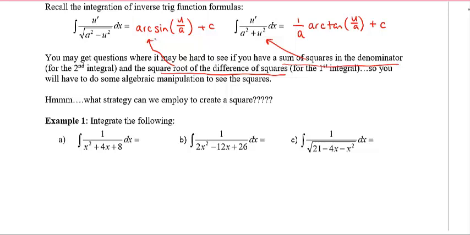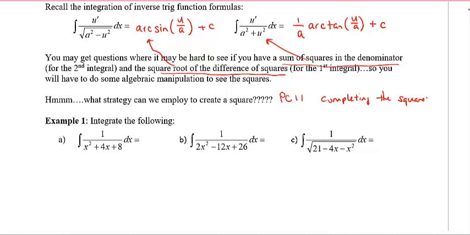But you do need to do some manipulation to see the square. So how do we do that? Remember from pre-calculus 11, the idea of completing the square. Remember how we had to do that to change into vertex form? Well, here's another application of it to change it into squares.